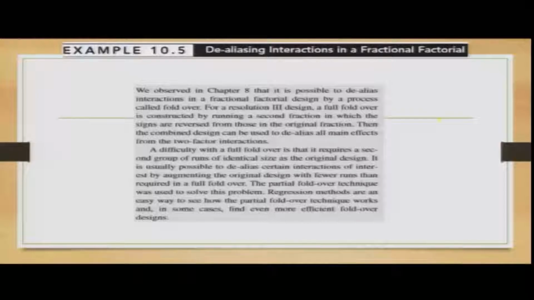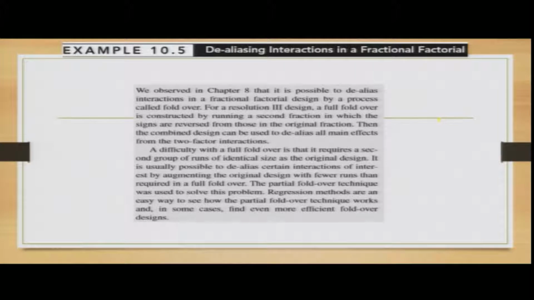We observed that it is possible to de-aliase the interaction in the fractional factorial design by a process called fold over. So, you fold it and also consider using block design. For resolution 3 or 4 designs, a full fold over is constructed by running a second factorial in which the signs are reversed from those in the original factors. Then the combined design can be used to de-aliase all main effects from the two factor interactions, and basically have a better picture of how the effects are being done.